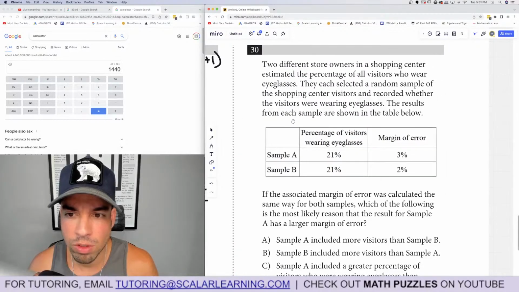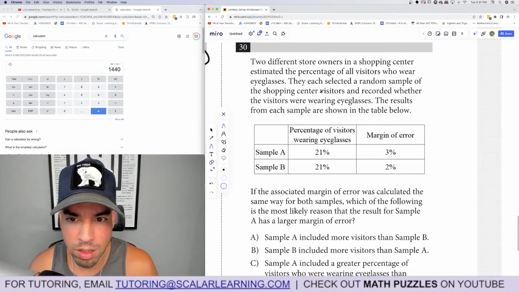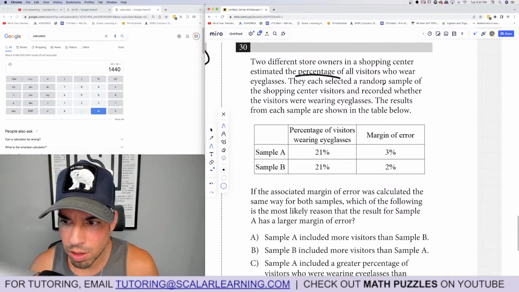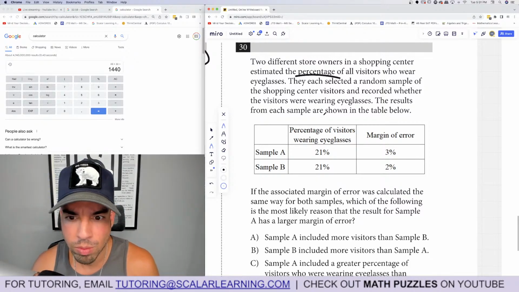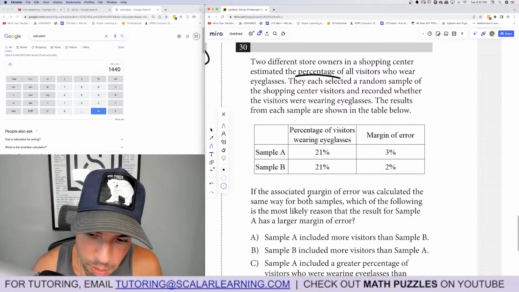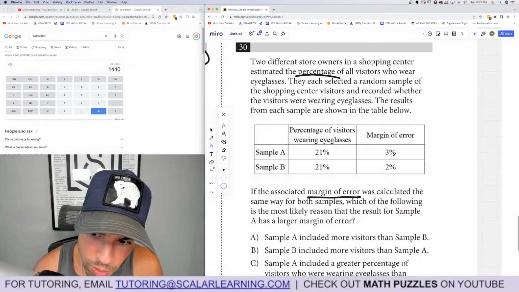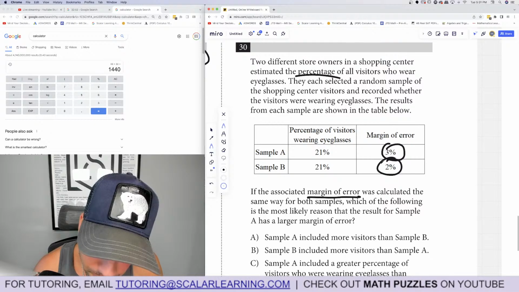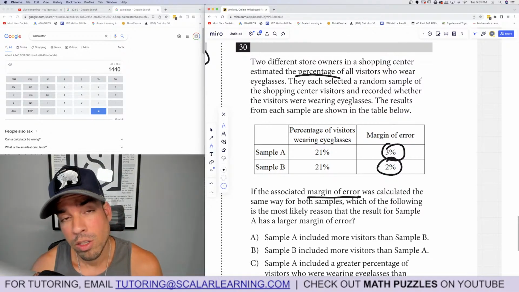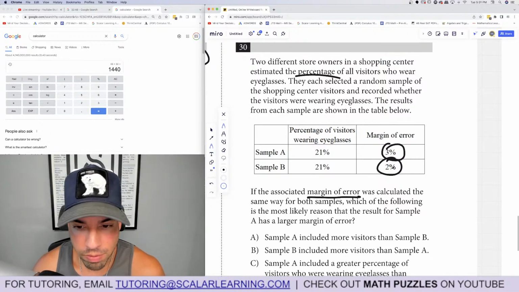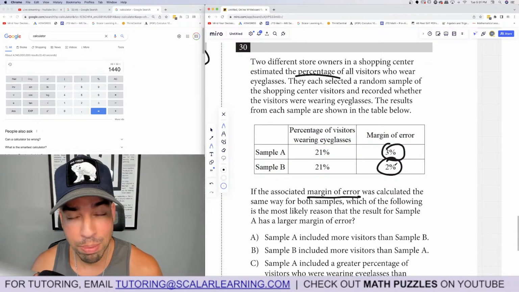Two different store owners in a shopping center estimated the percentage. They each selected a random sample of the shopping center visitors and recorded whether... If the associated margin of error was calculated the same way for both, usually a smaller margin of error means your sample size is bigger.